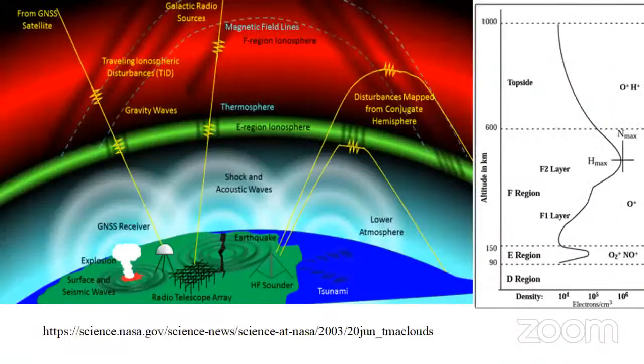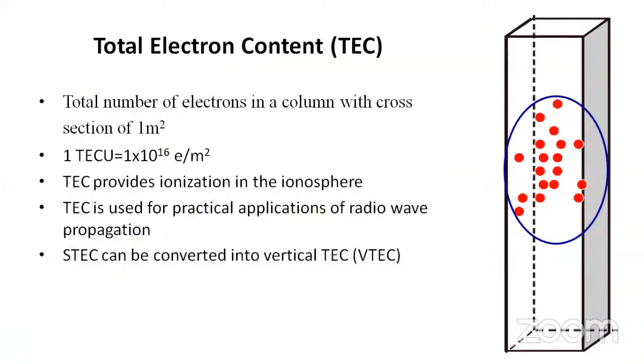And also this magnitude of ionospheric delay is proportional to the total electron content and inversely proportional to the transmission frequency. The total electron content is nothing but the total number of electrons in a column with a cross section of 1 meter square. That is, you can see in this figure. And the TEC is measured in TEC units. One TEC unit is equal to 1 into 10 to the power of 16 electrons per meter square. And by studying these TEC units, it will provide the ionization in the atmosphere, and also it will help for the practical applications of radio wave propagation.